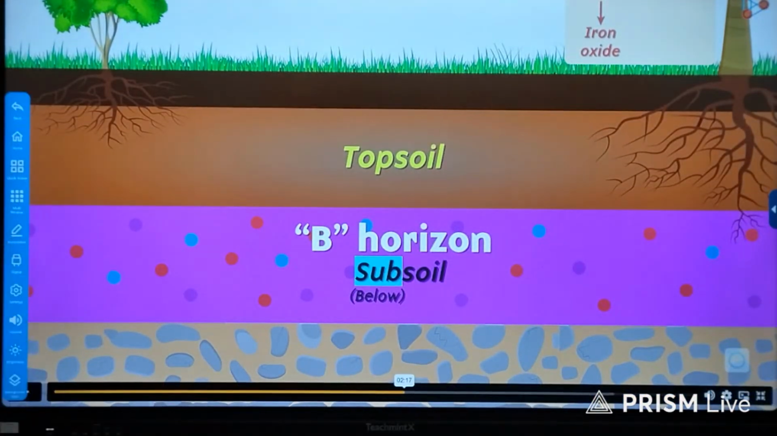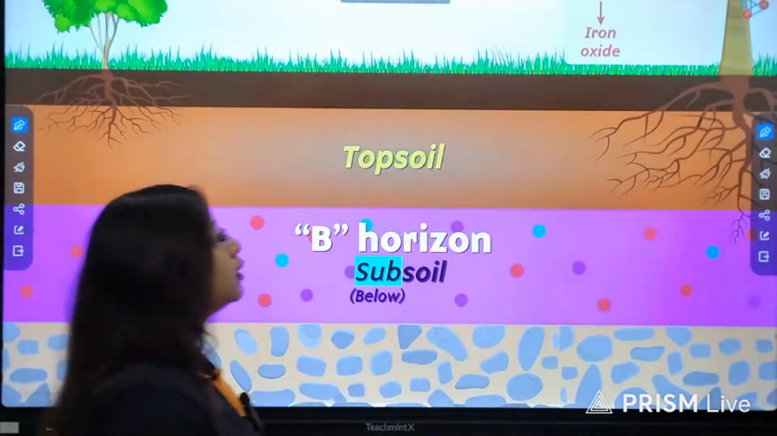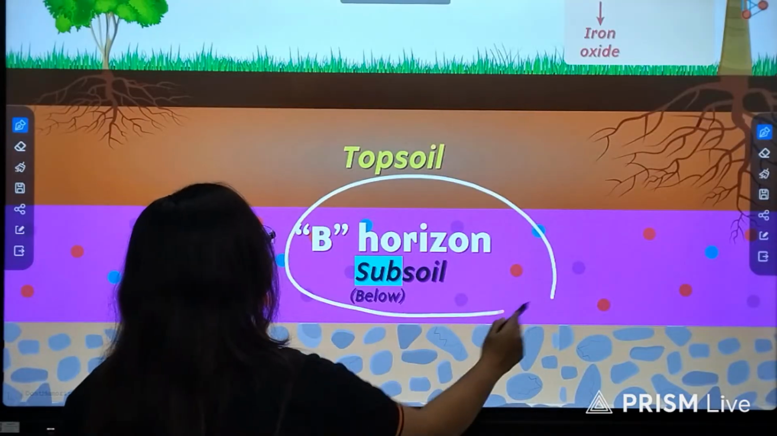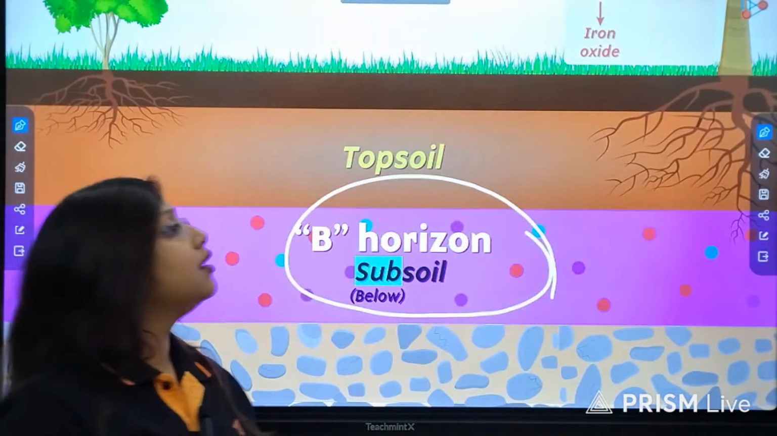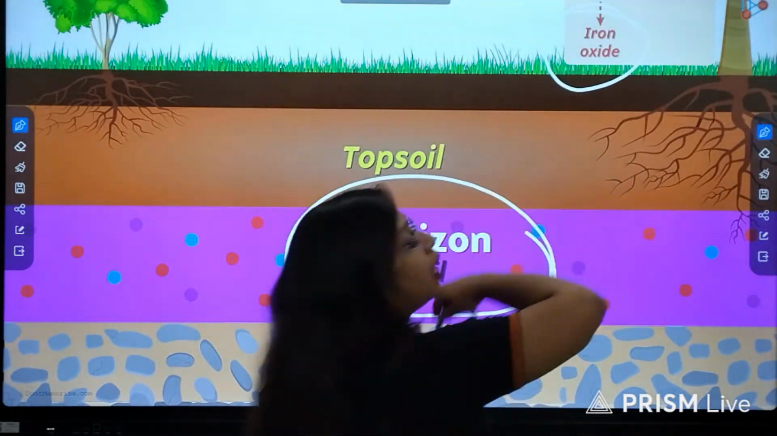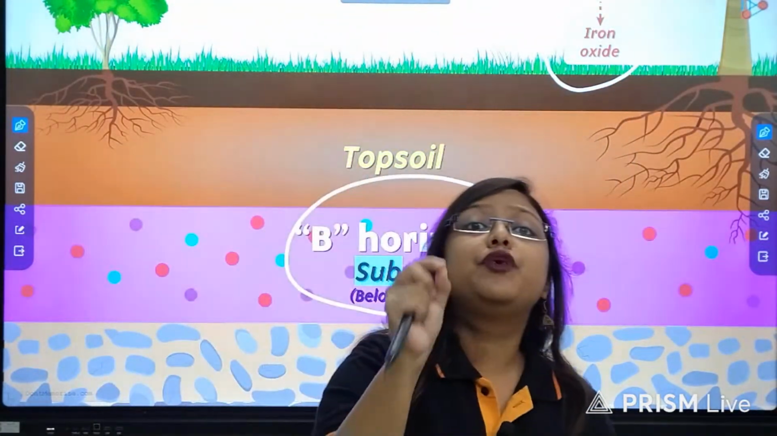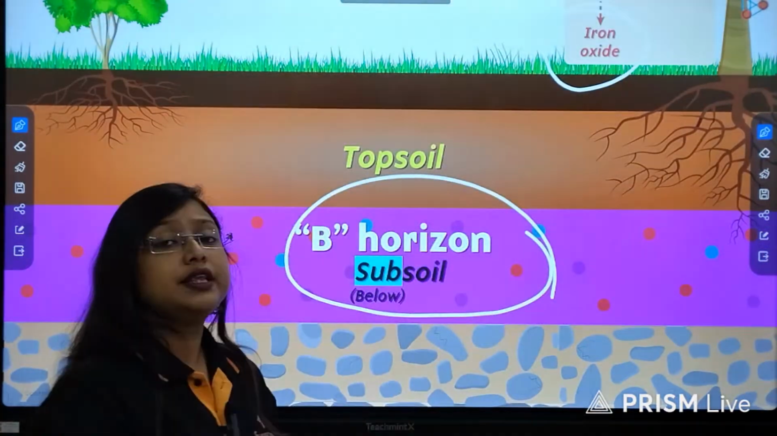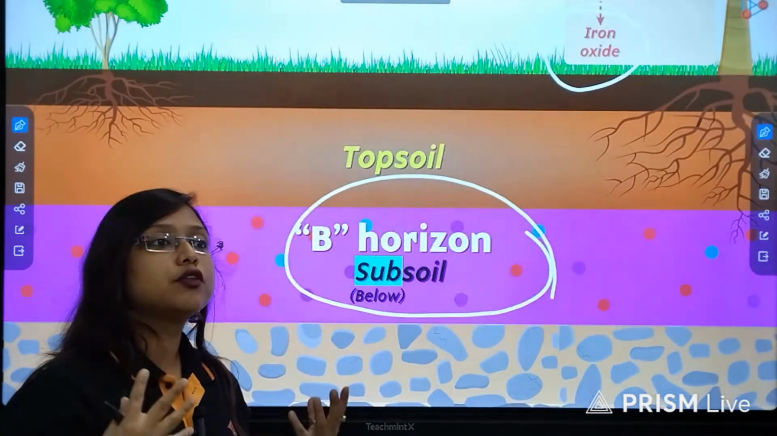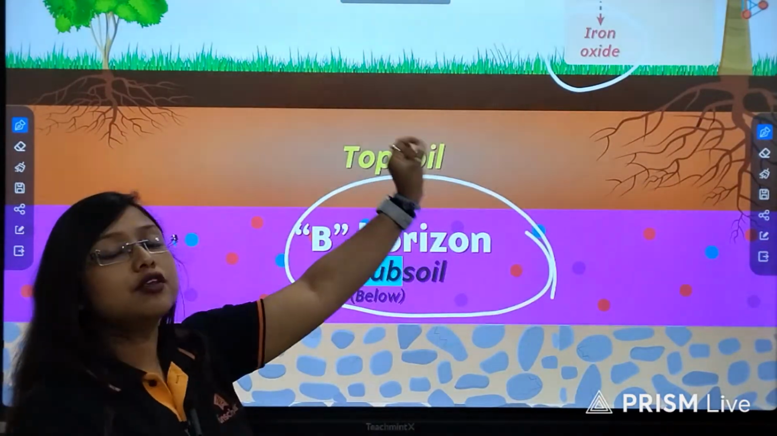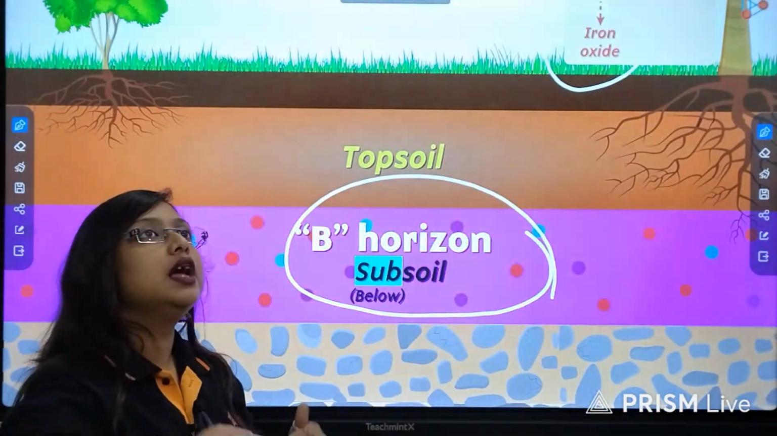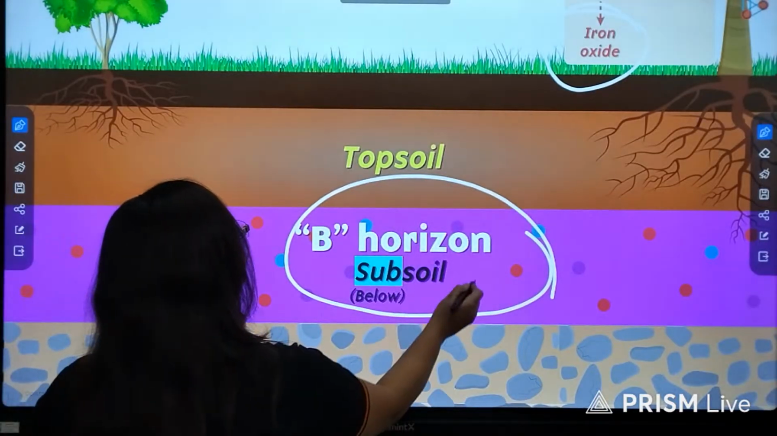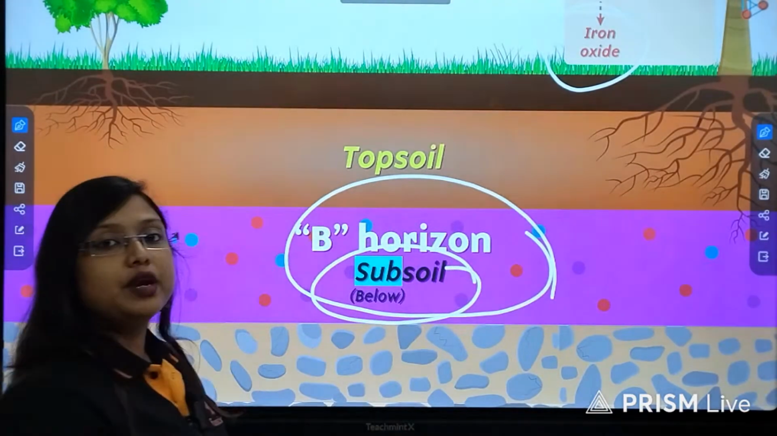Okay, here is a particular thing which your examiner can question you: why is this B horizon reddish in color? So the answer will be that the presence of iron oxide makes that particular soil reddish in color. Okay, there are a lot of minerals present in abundant amounts, but iron oxide is absolutely excessive. So that's why this particular subsoil, the B horizon, is reddish in color.